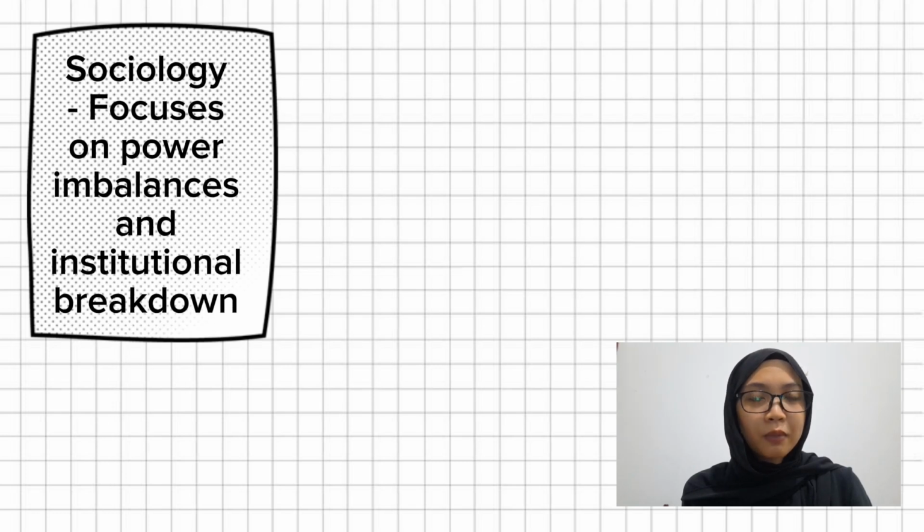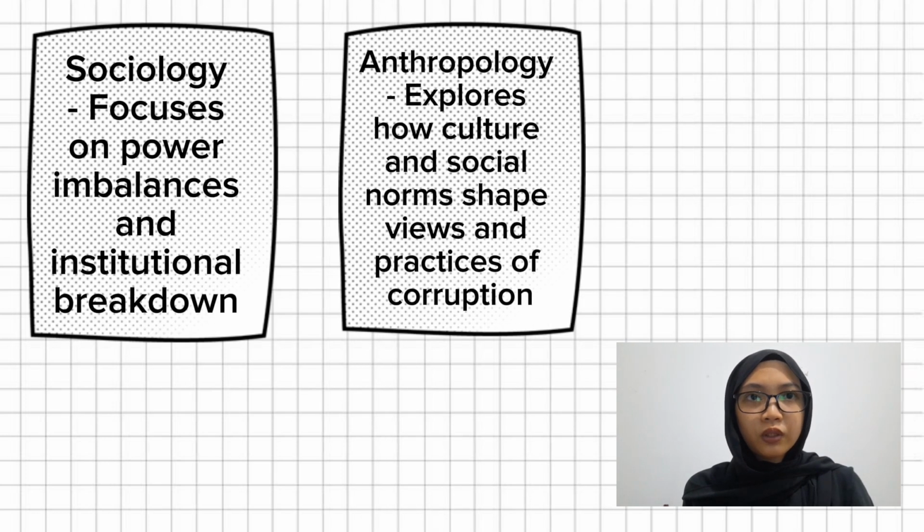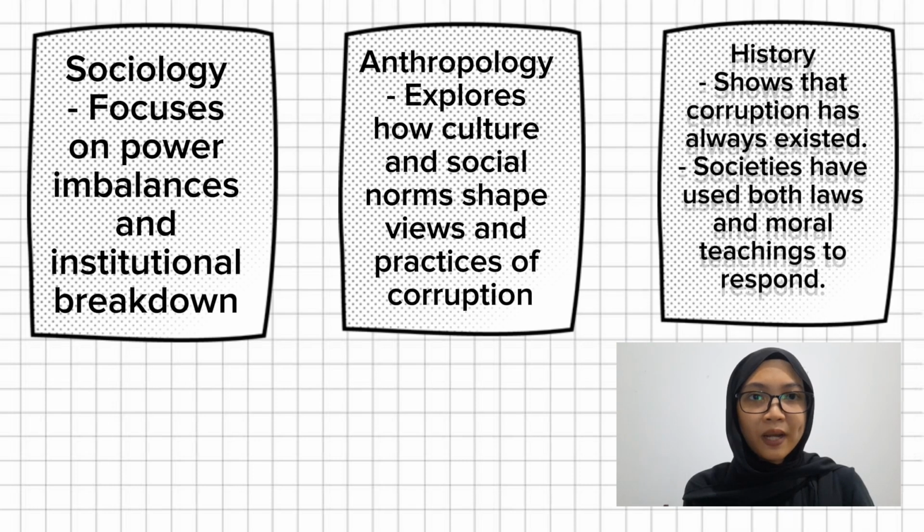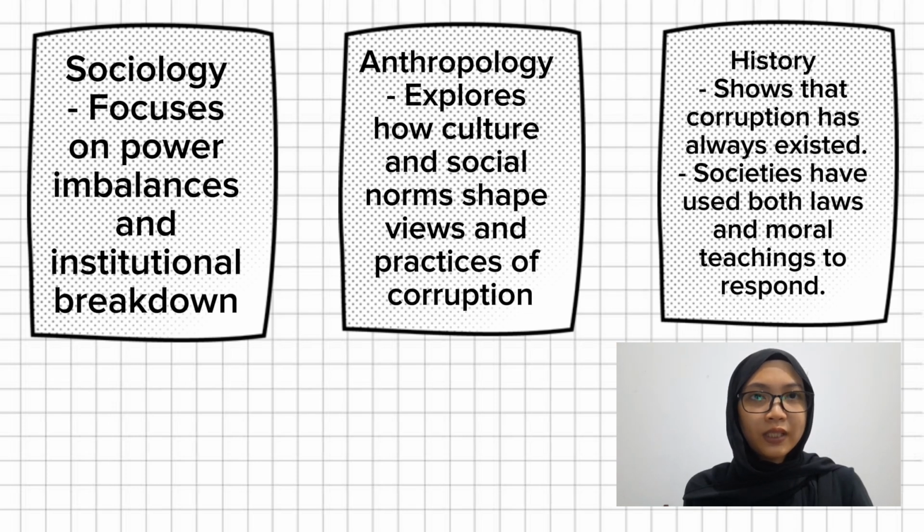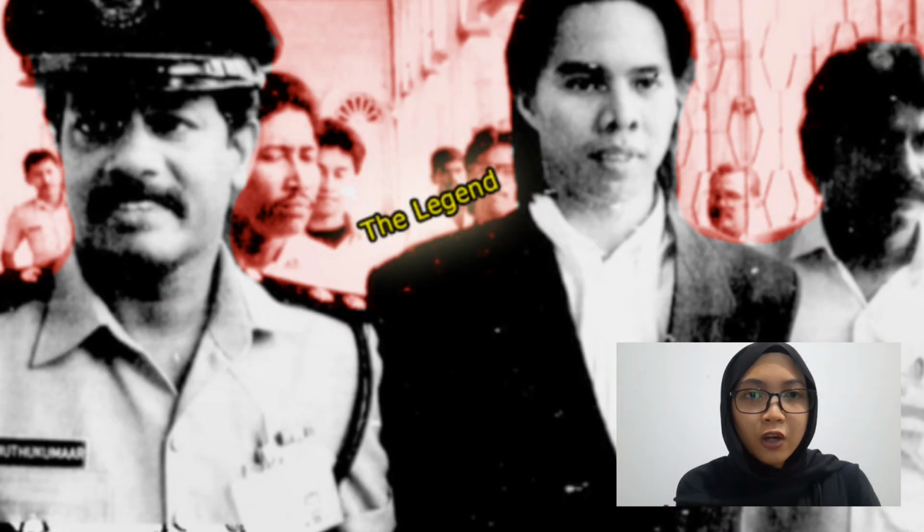Sociology highlights power imbalance and institutional breakdown. Anthropology shows how culture and norms influence how corruption is practiced and perceived. History reminds us that corruption has always existed, and societies have responded in different ways, from harsh laws to moral teachings. Real-world cases like Aman Shah's remind us that even small acts of dishonesty matter, and their impact can grow over time.